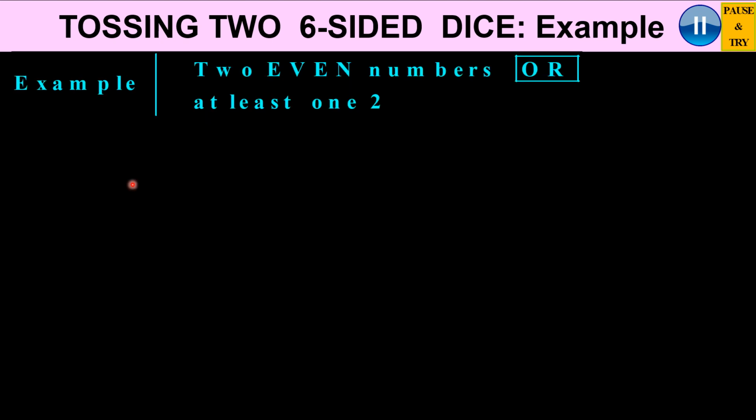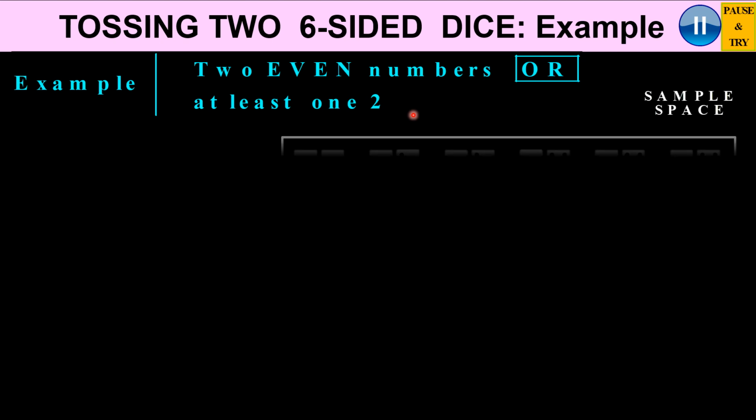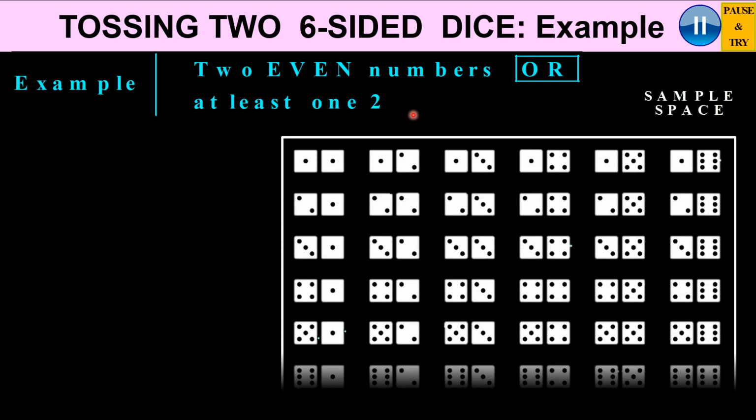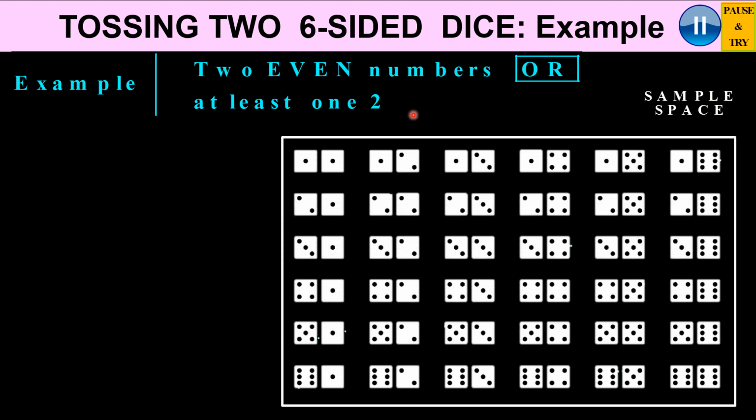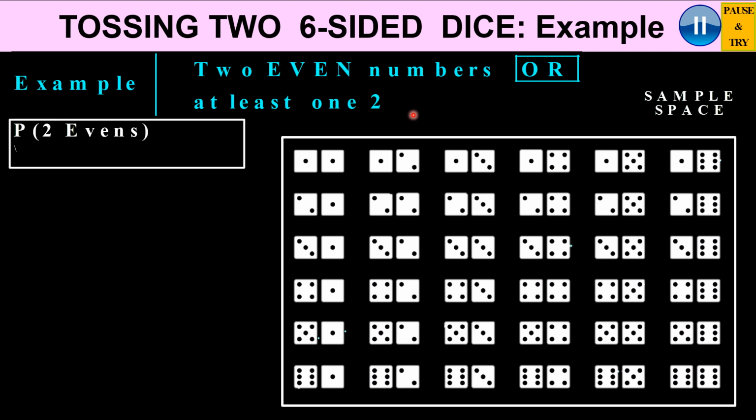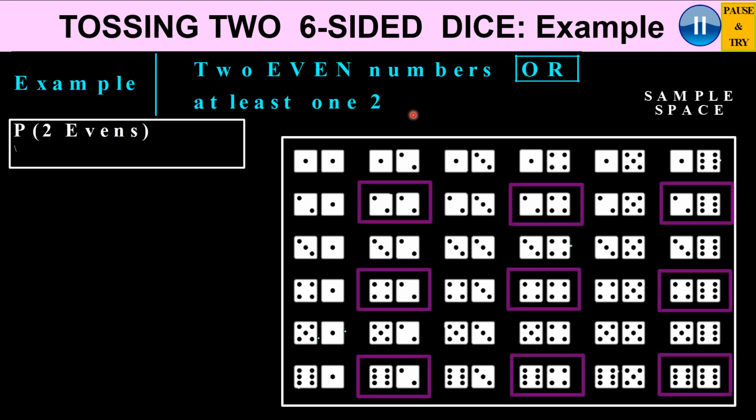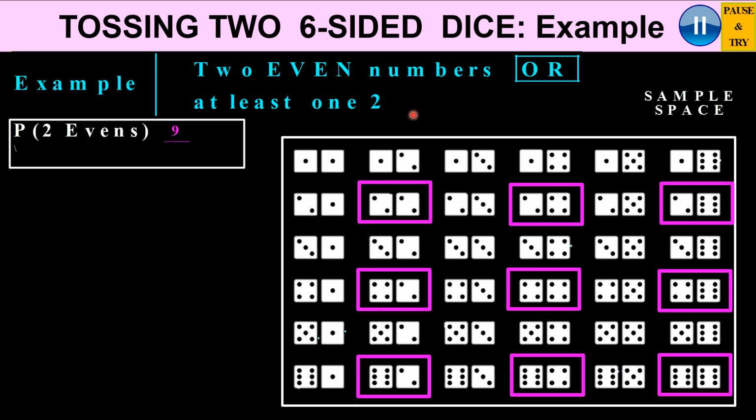Now let's look at another example here. In this case we have 2 even numbers. We want to determine the probability of getting 2 even numbers, or at least 1, 2. Let's use our sample space for 2 6-sided dice. So there we have the sample space, and you can see we've got our 36 outcomes. Probability of getting 2 evens. Let's see where are the 2 evens. We did it previously. That's the cases where we have 2 evens, and we see there's a total of 9. So the probability is 9 over 36.